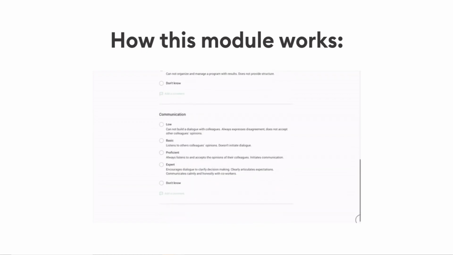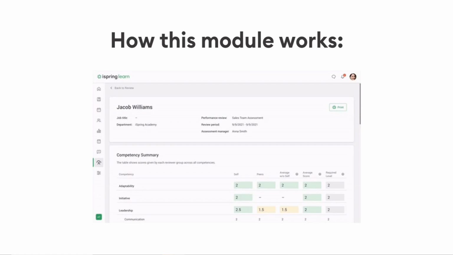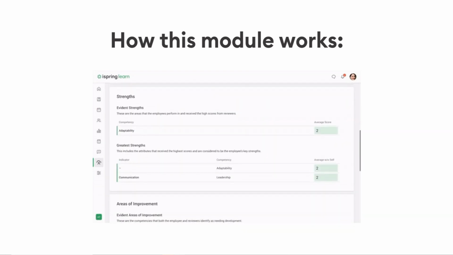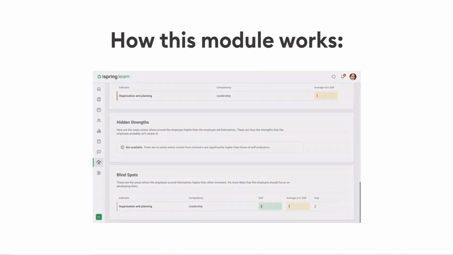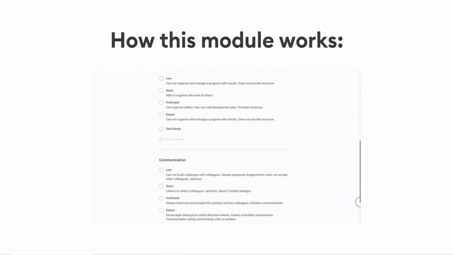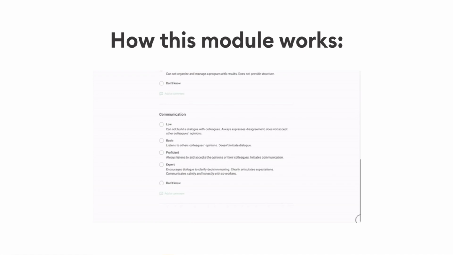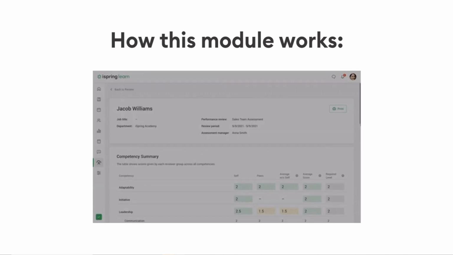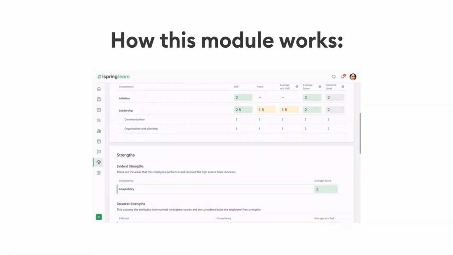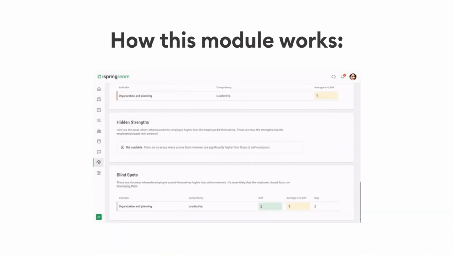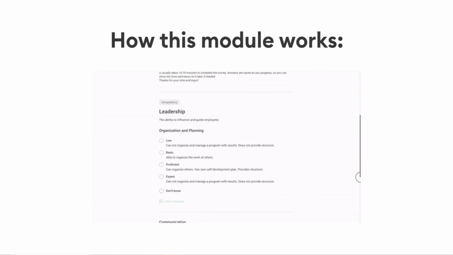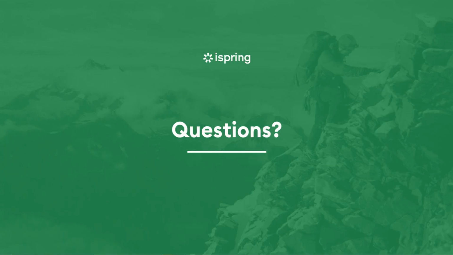After the evaluation process begins, the questionnaire will be sent to selected people who your employee works with. iSpring Learn will analyze the responses and generate a report. Based on this report, you can determine the strengths and weaknesses of the employee and assess their competence and suitability for their position.